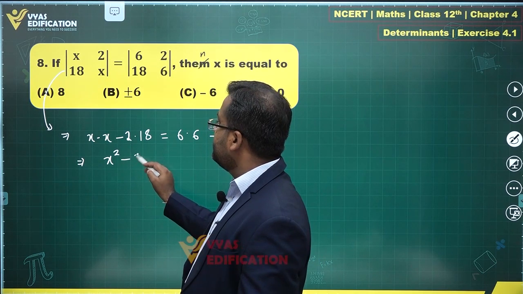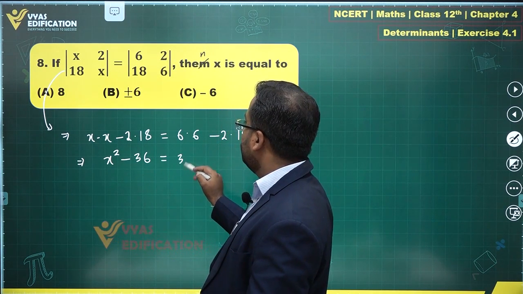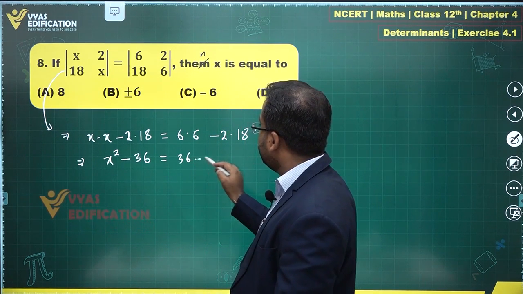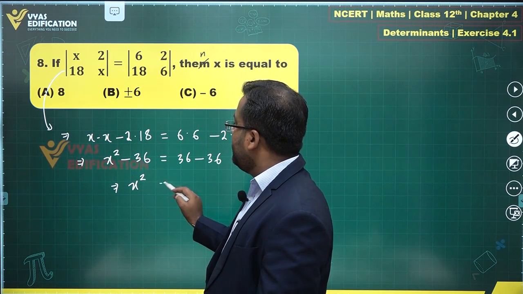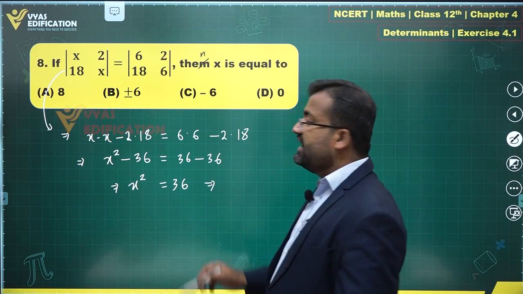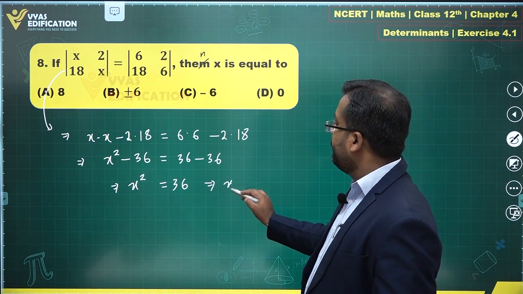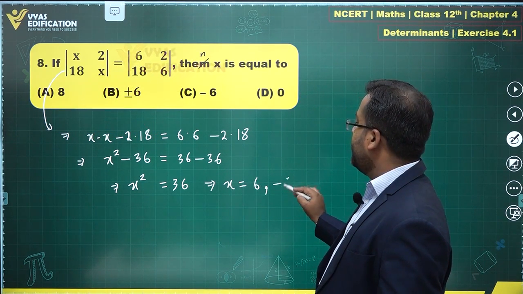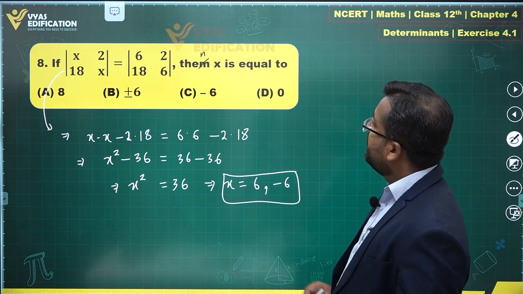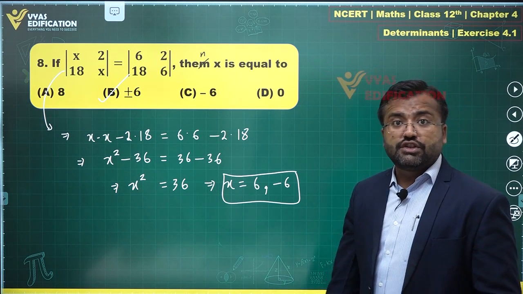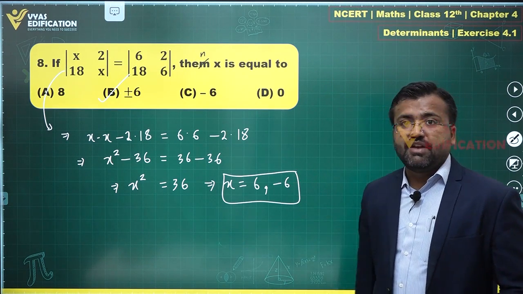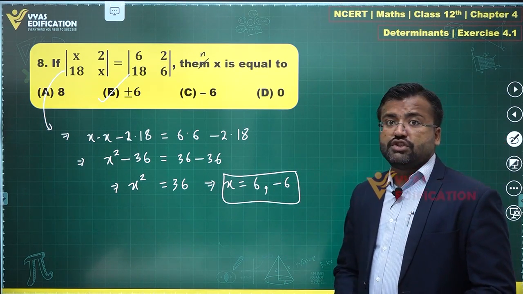This is x square minus 36, which is equal to 6 times 6 is 36 minus 36, and this will give me x square equals 36, which will further give me the value of x as 6 or minus 6. Those are the values of x. And which of them is the answer? Yes, option B is the correct answer for this question over here, as you can clearly see behind me. That's all for this question over here.